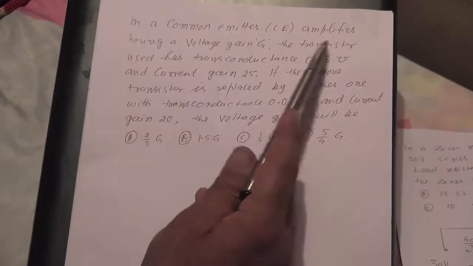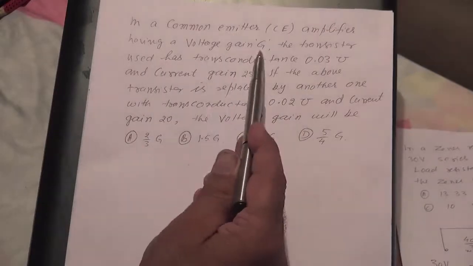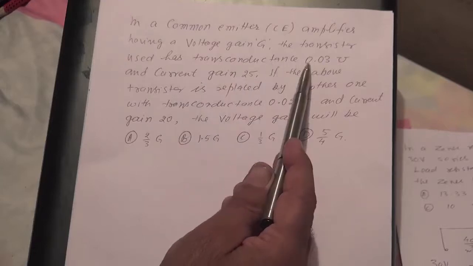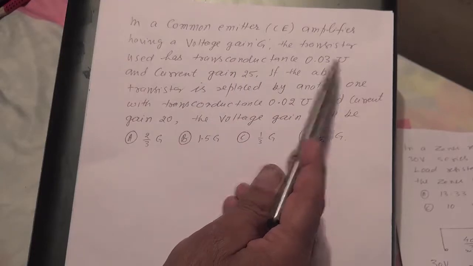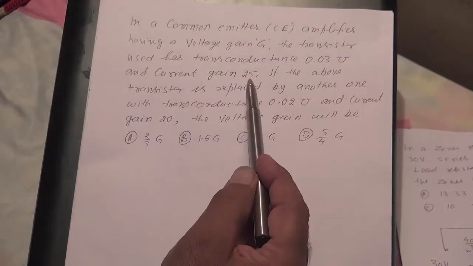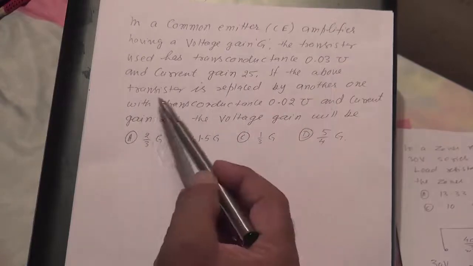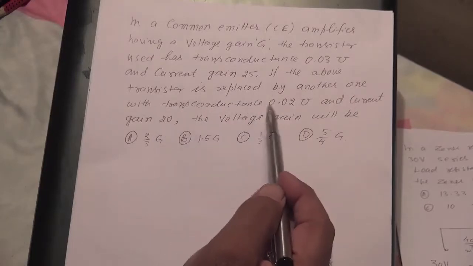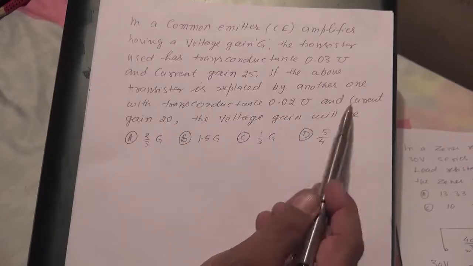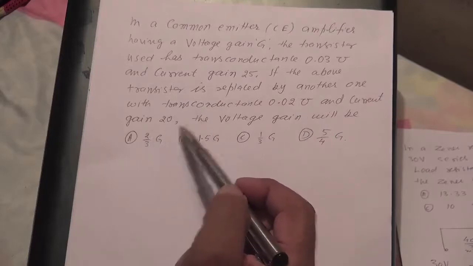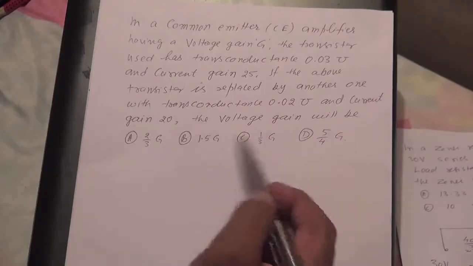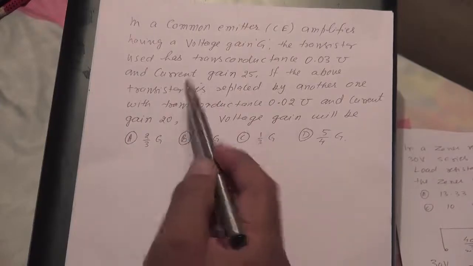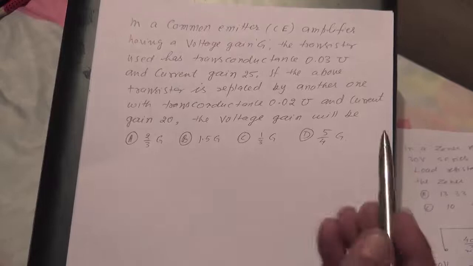In a common emitter amplifier having a voltage gain G, the transistor used has transconductance 0.03 mho and current gain 25. If the above transistor is replaced by another one with transconductance 0.02 mho and current gain 20, the voltage gain will be how much? बहुत सारी टर्म्स इसमें आ रही हैं. So let us see voltage gain G.